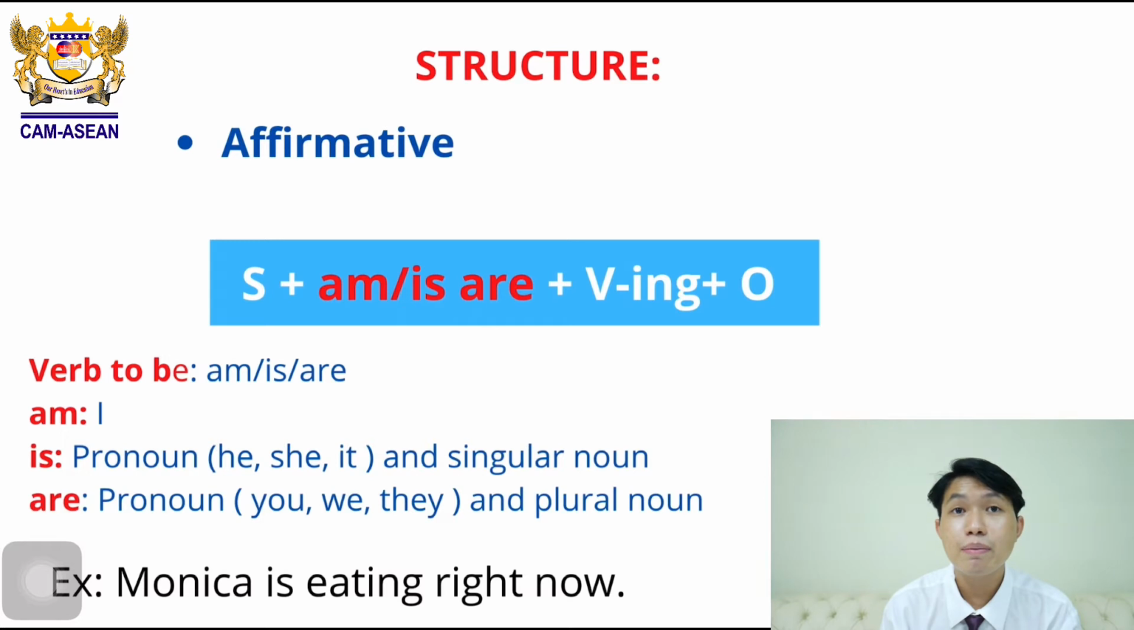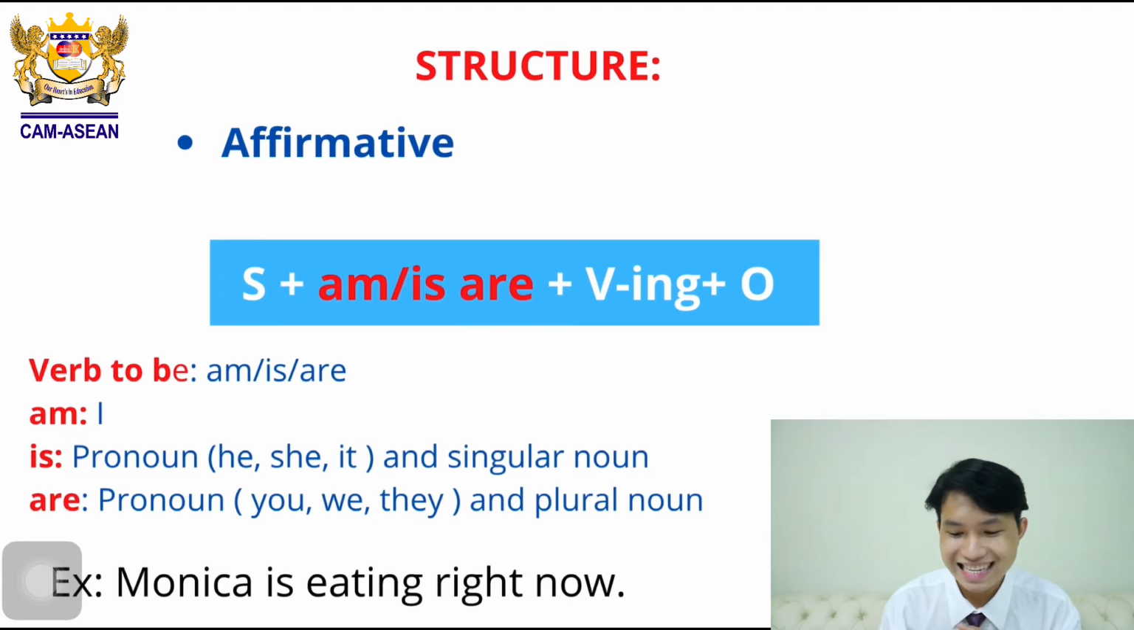Okay, so you need to remember that. For example, Monica is eating right now. Okay? So over here we can picture that she is eating right now, right? She picked up a spoon and she's chewing. That is called present continuous, okay?